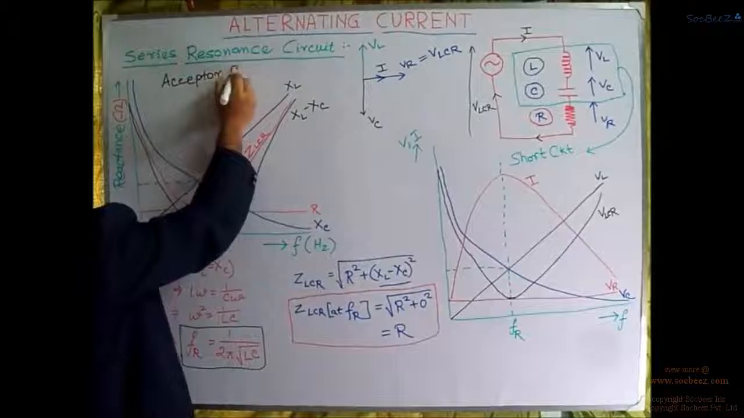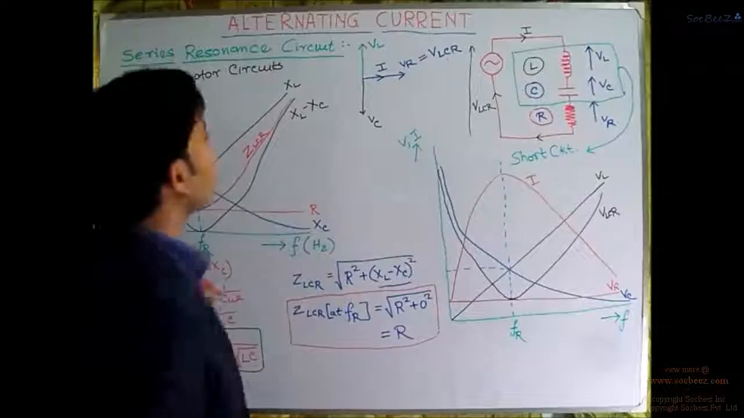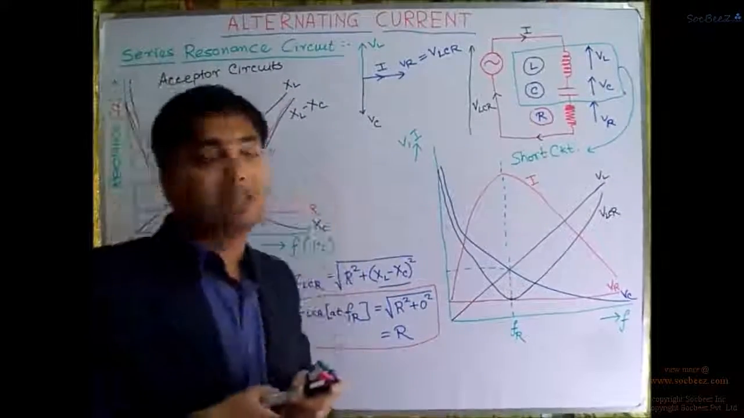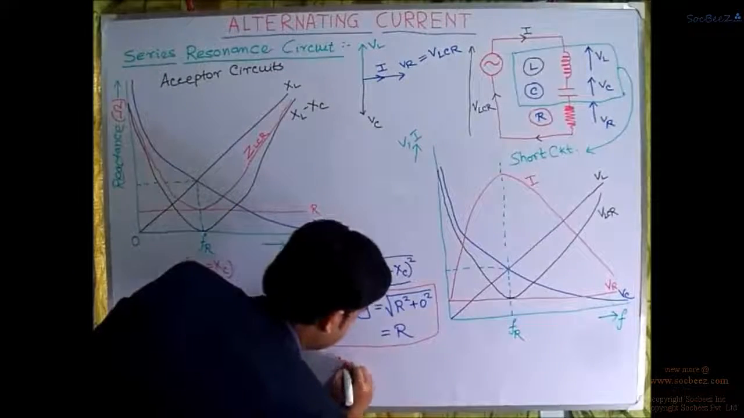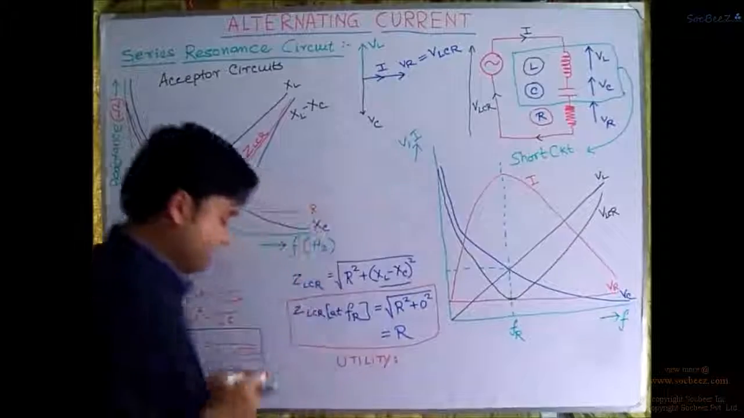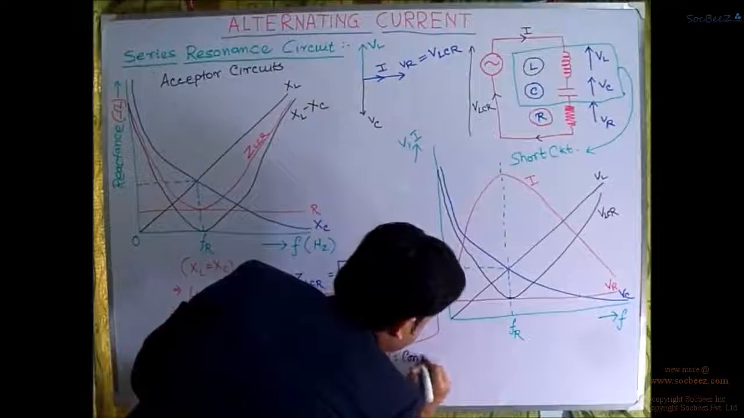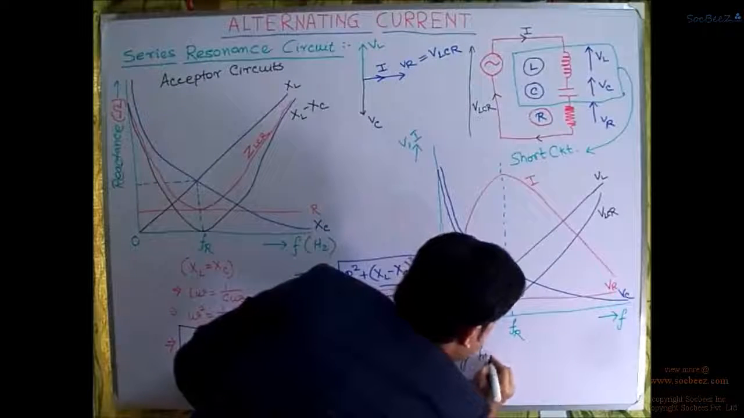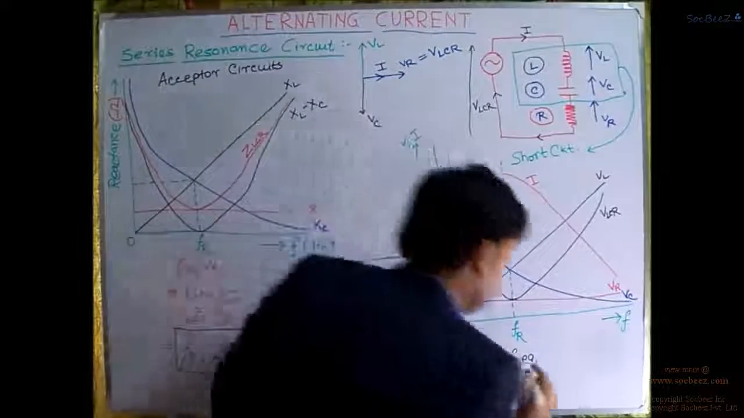acceptor circuits. Right? And the utility of this acceptor circuit, or series resonance circuit, the application, is that they are used in constructing high frequency selective filters.